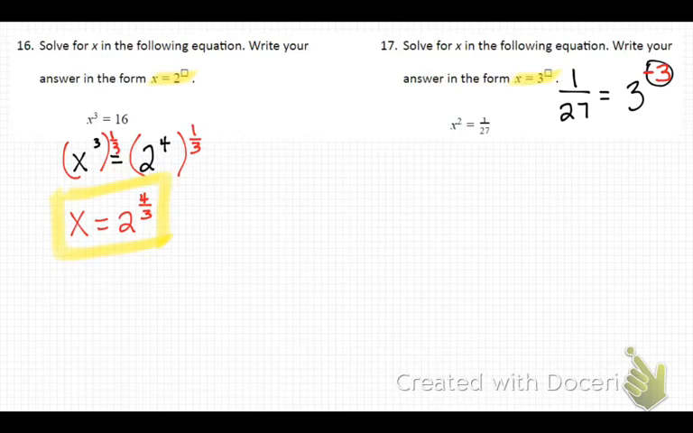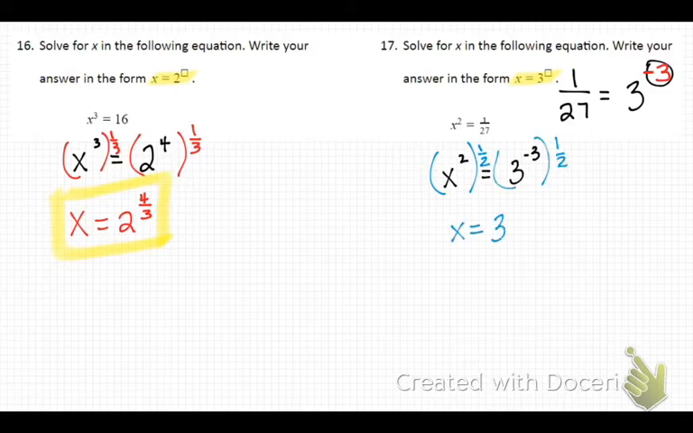Okay, so that means I have x squared equals 3 to the negative 3rd power. What is my reciprocal power? 1/2. So that means I have x equals 3 to the negative what power? Negative 3/2. Good. Do I have to turn that back into a positive exponent? No, because I'm asking you 3 to some power. That power can be positive or negative, but I want 3 raised to the power.